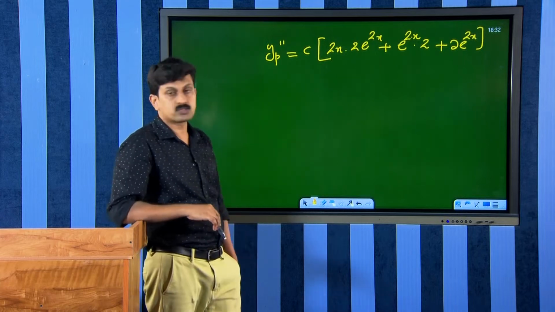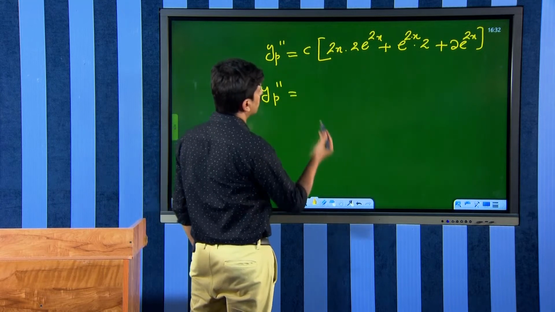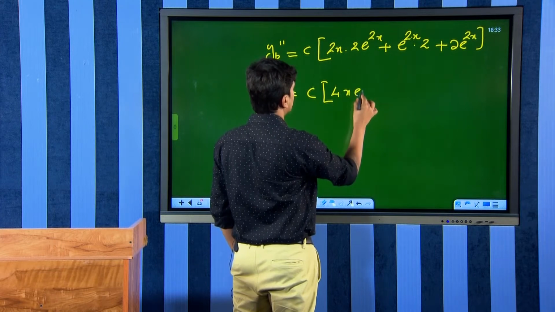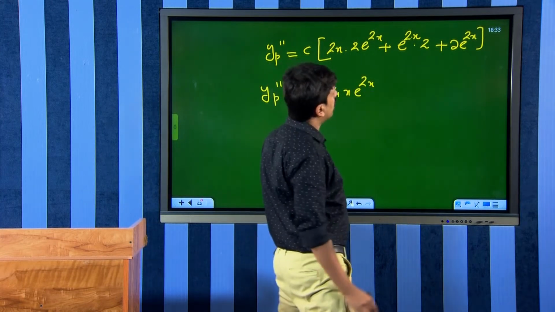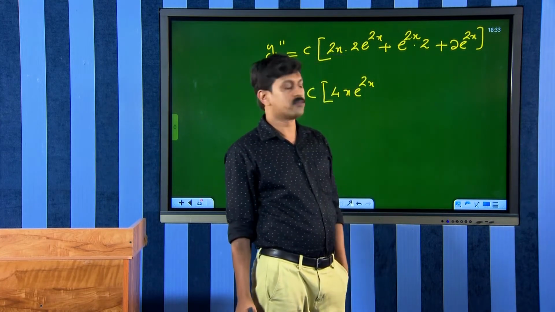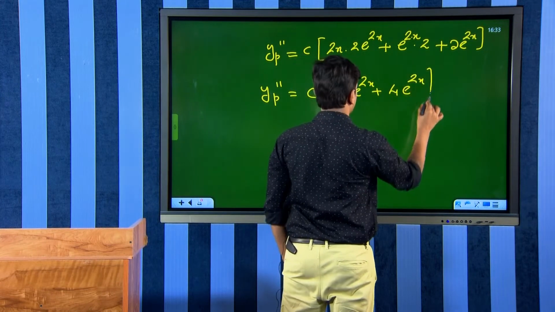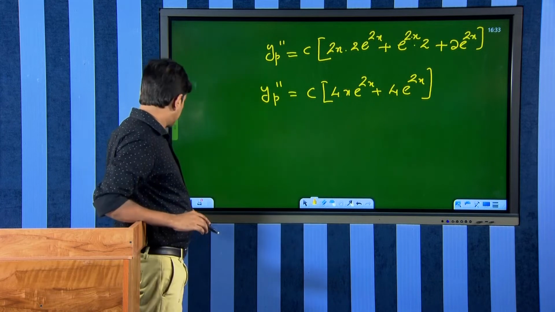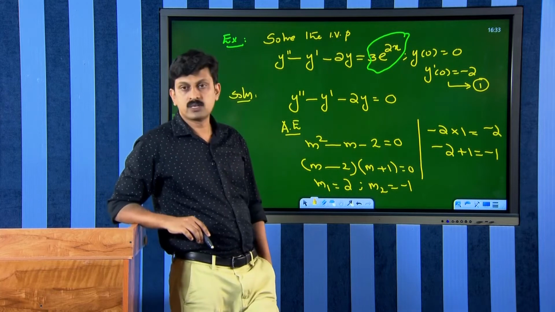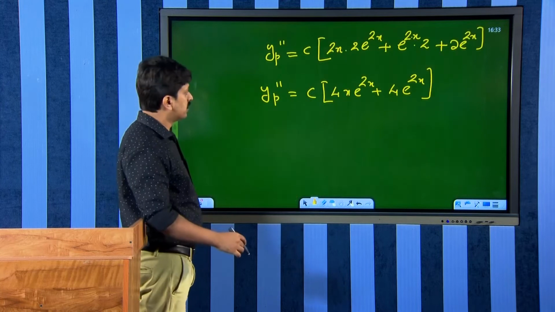Okay. So, therefore, yp double dash is equal to c into 4x e raised to 2x plus 2 e raised to 2x and again 2 e raised to 2x, that is 4 e raised to 2x. Okay. We just apply it in equation 1.